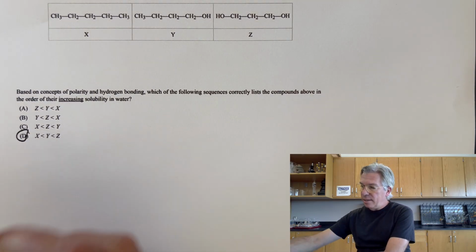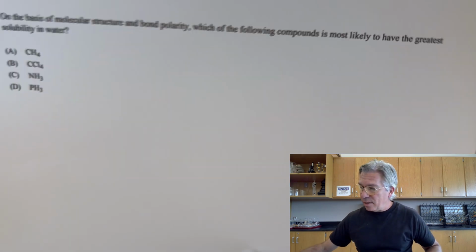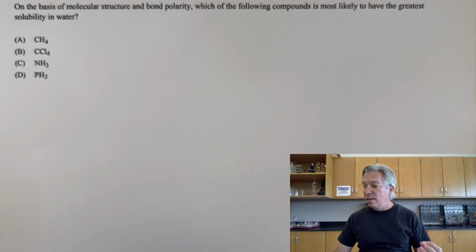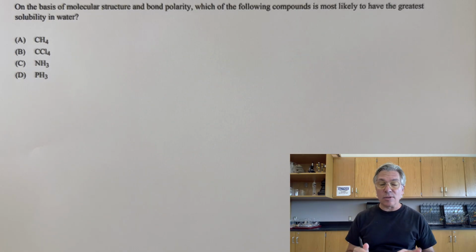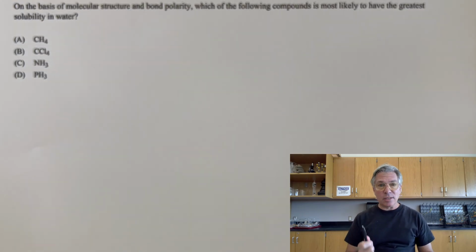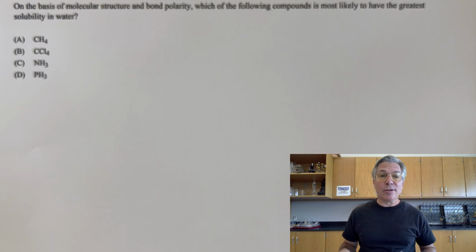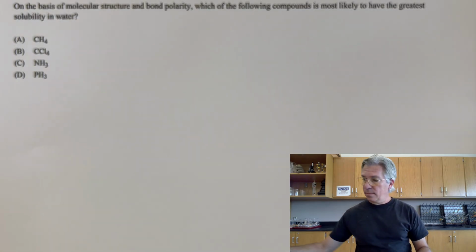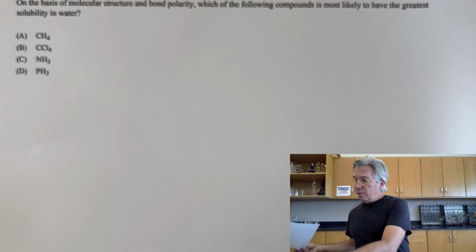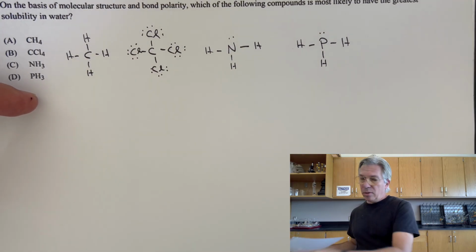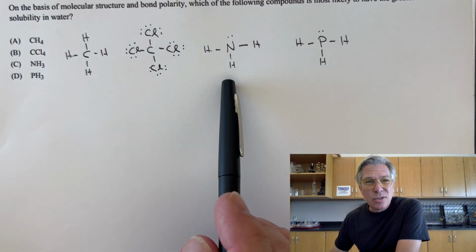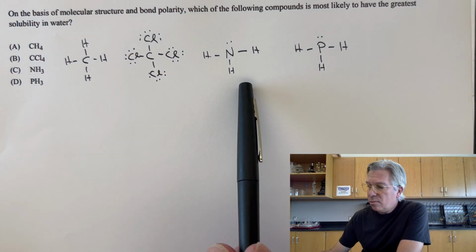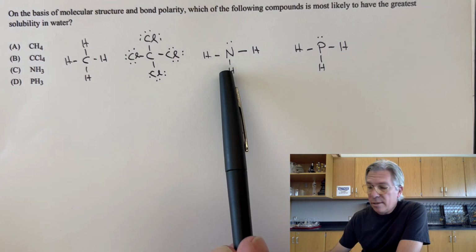And the last one we have here is a pause the video moment. Why not continue testing ourselves, right? On the basis of molecular structure and bond polarity, which of the following compounds is most likely to have the greatest solubility in water? Not just soluble, greatest solubility. Take a moment, pause the video, draw them if you need, and meet me back here in a second. All right, I drew them, and wow, I got 2 polars and 2 nonpolars. These 2 are nonpolar, those 2 are polar. And they look really similar. So how am I supposed to decide which one of those is going to be more soluble in water?